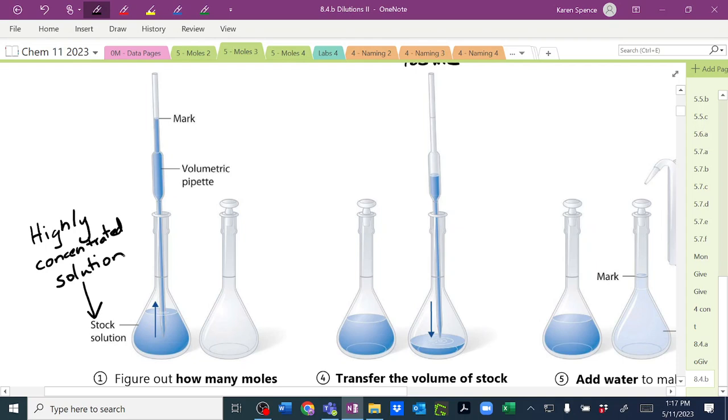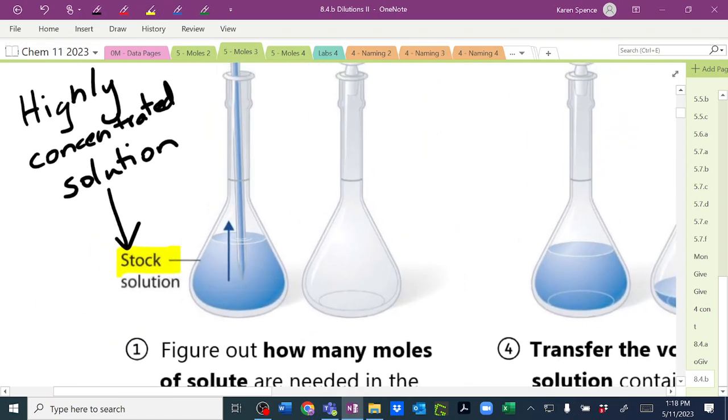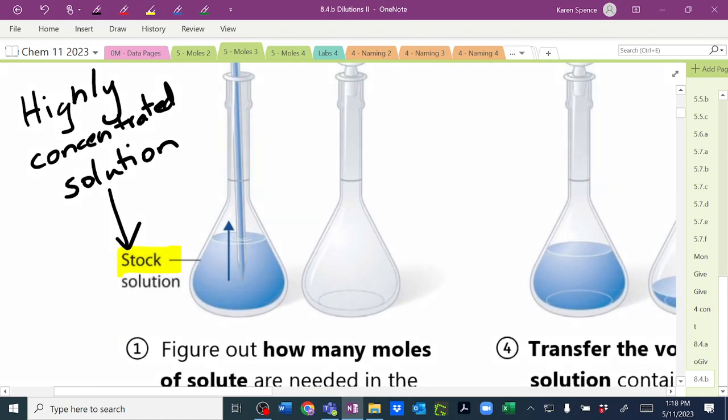What do we call the highly concentrated solution? The stock solution. What is a stock solution?